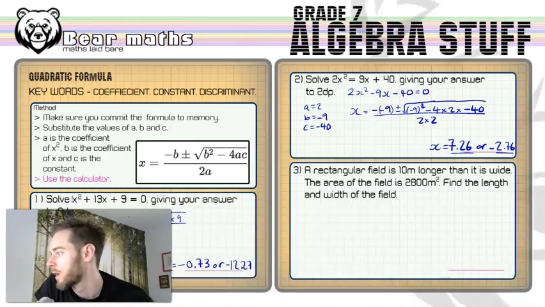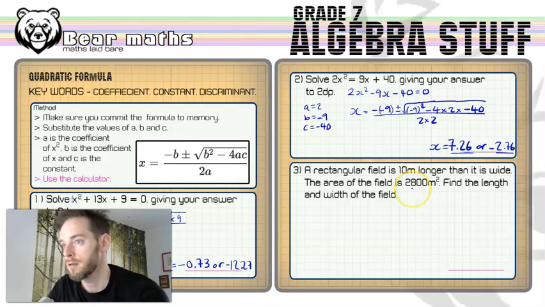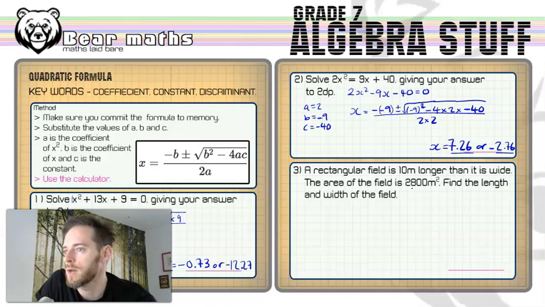Move myself over. Got a contextual problem, and it's about a rectangular field being 10 meters longer than it is wide, and the area of the field is 2,800 meters squared. We've got to find the length and the width of the field. So we don't have a diagram in this, and I mentioned in another video where we form equations, this is what we're going to have to do here. We're going to draw a diagram.